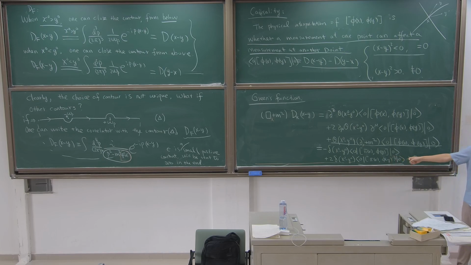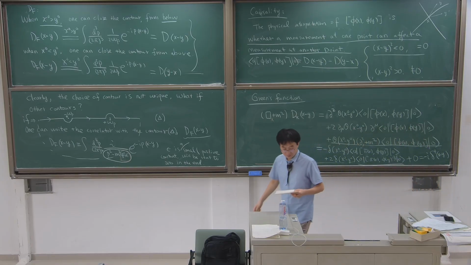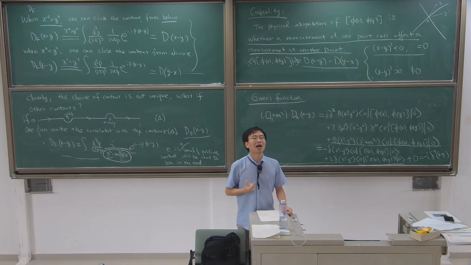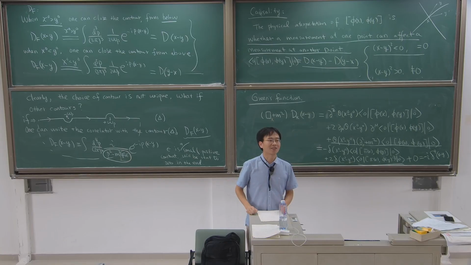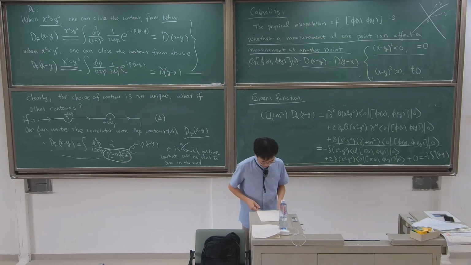Then as said, you make use of the quantization condition, and eventually you get minus i times a delta function. Because the equal time quantization condition gives me a three-dimensional delta function, times a delta function for the time direction, which is delta of x0 minus y0. Together, I get a four-dimensional delta function. So this is the final result.